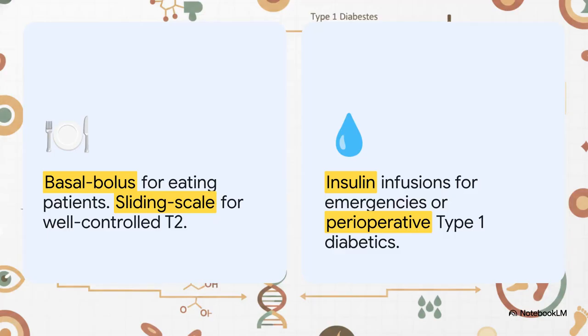For eating patients who need optimal scheduled control, you'll use a basal bolus regimen, combining long-acting and mealtime rapid-acting insulin. Sliding scale-only regimens are restricted to initially well-controlled type 2 patients, and you reserve continuous IV insulin infusions for the critical situations: hyperglycemic emergencies, perioperative or laboring type 1 patients, or those who need ICU-level care.